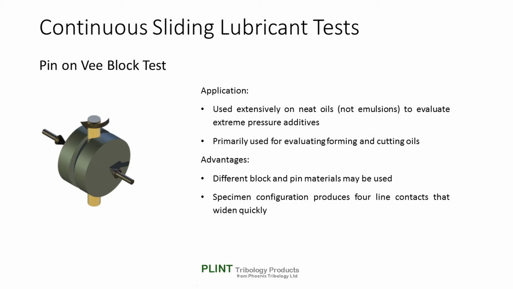Different block and pin materials may be used, which is an advantage over the limited material combinations available with the similar aged 4-ball test machine. A further advantage over the 4-ball machine is that the specimen configuration produces 4 line contacts which widen quickly, so the pressures are substantially less than those generated in the 4-ball geometry. The most successful application areas for the pin-on V is in evaluating forming and cutting oils.